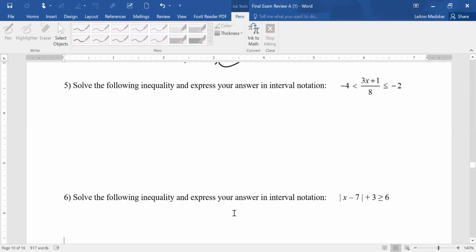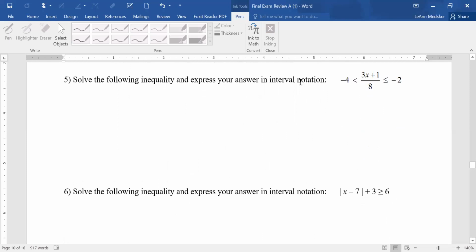All right, for number 5, we're supposed to solve the following inequality and express our answer in interval notation. So when you have a compound inequality like this, that means there's two different inequality symbols. We want to solve this by getting x by itself in the middle. So you can do that as long as you treat all three parts the same. So I'm going to multiply all three sides, which is the left, the center, and the right, by an 8.